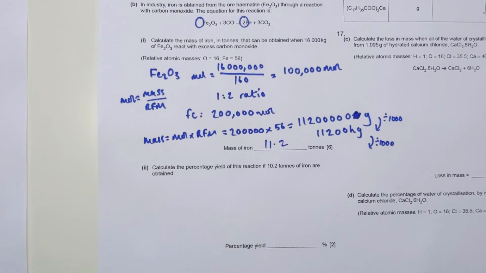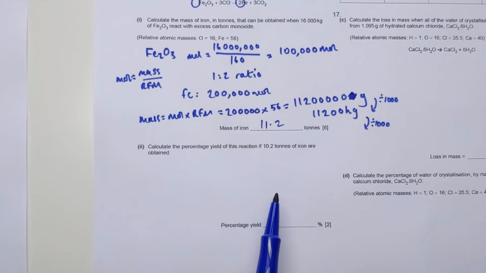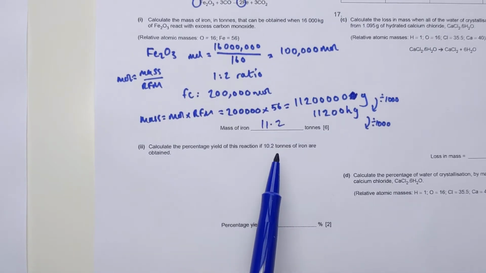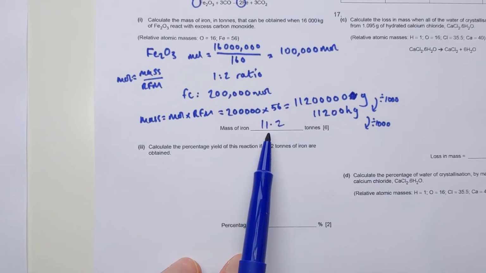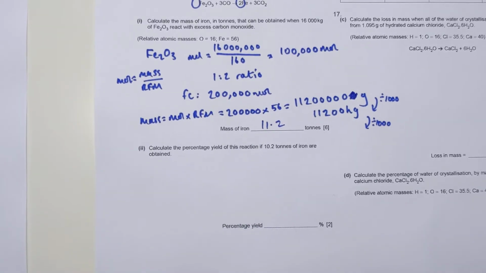Calculate the percentage yield of this reaction if 10.2 tons of iron are obtained. Again, an exam tip, if you got this one horribly wrong in the exam, you can't get full 3 marks. So I would just make up a mass of tons for this answer if you get stuck that's bigger than the actual yield, and that'll give you 2 marks just by that.